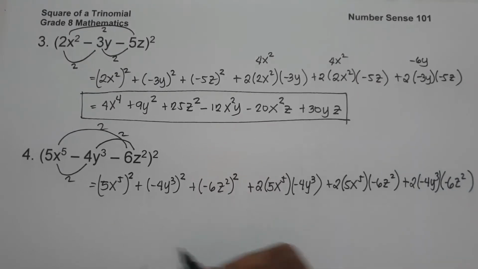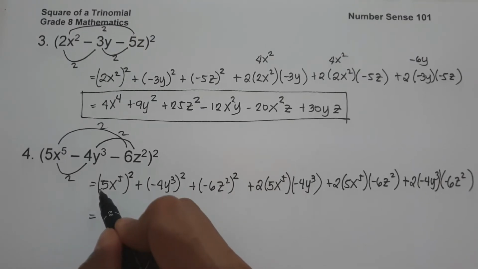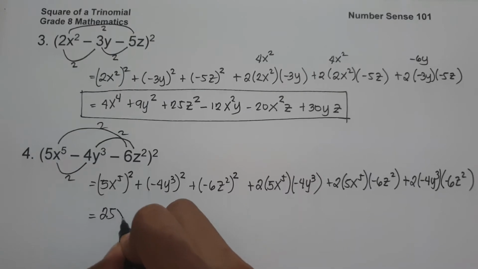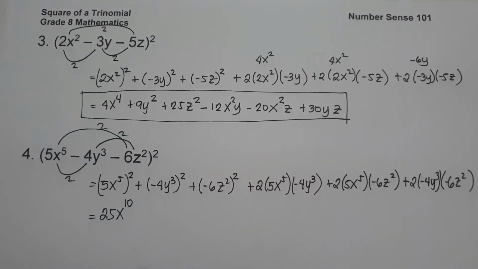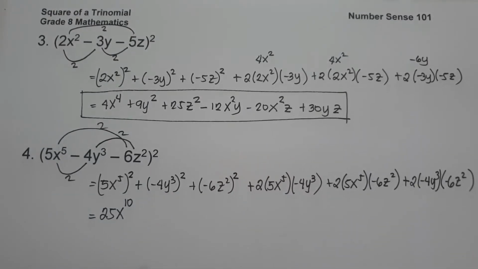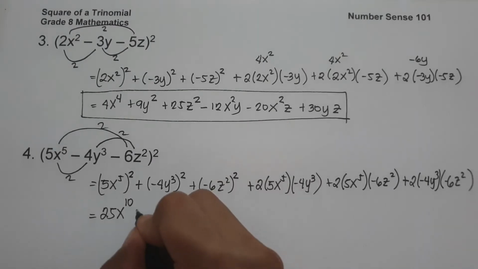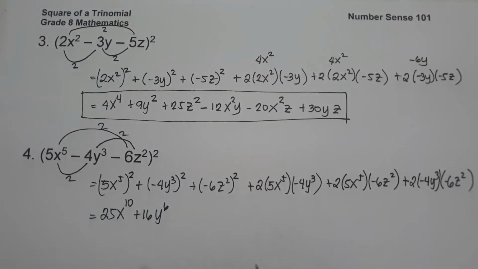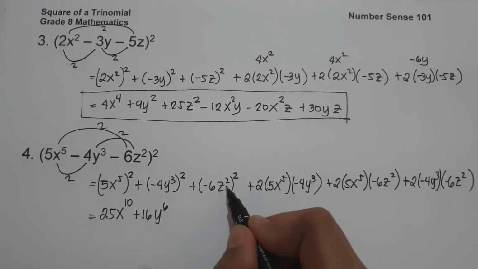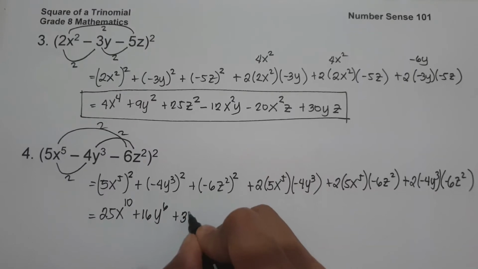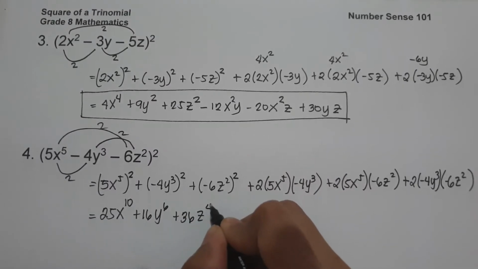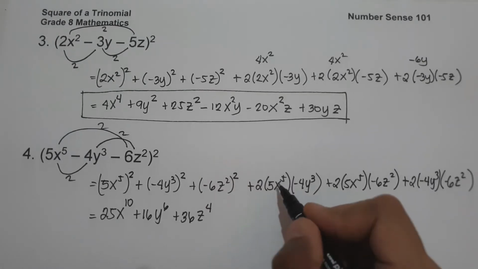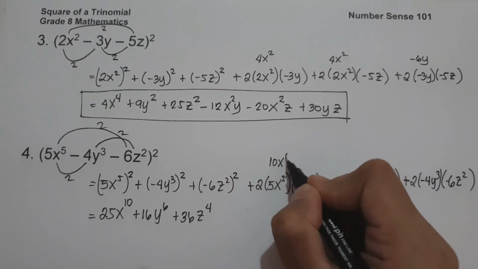And to simplify, we are going to have 5x raised to 5 raised to 2. That is 25x raised to 10. And then, negative 4y cubed raised to 2. That is positive 16y raised to 6. And negative 6z squared raised to 2 is positive 36z raised to 4. And then we have 2 multiplied by 5x raised to 5 is 10x raised to 5.